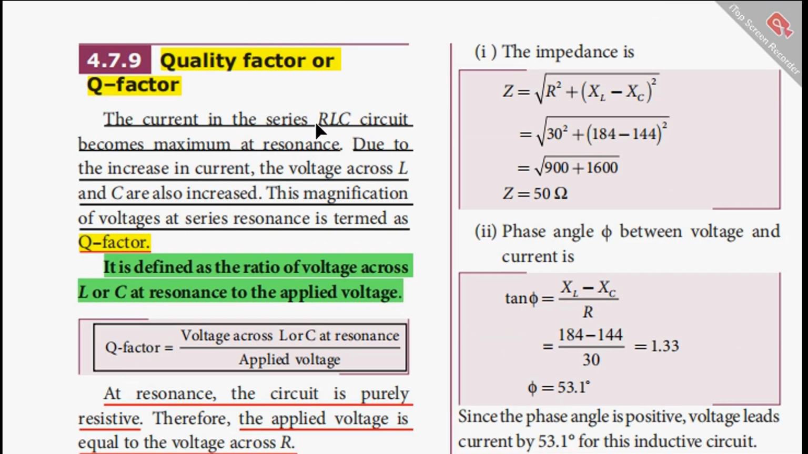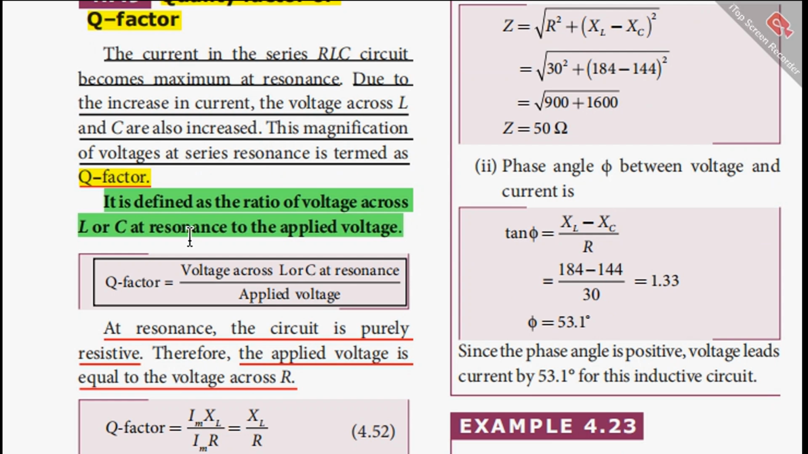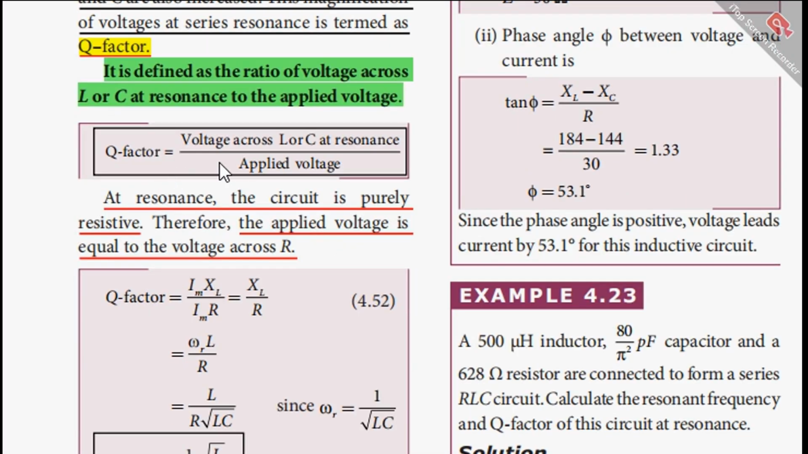The current in a series RLC circuit becomes maximum at resonance, and due to the increase in current, the voltages across L and C are also increased. This magnification of voltages at series resonance is termed the Q factor. And how will you define this Q factor? It is defined as the ratio of the voltage across L or C at resonance to the applied voltage. The Q factor is given by the voltage across L or C at resonance divided by the applied voltage.